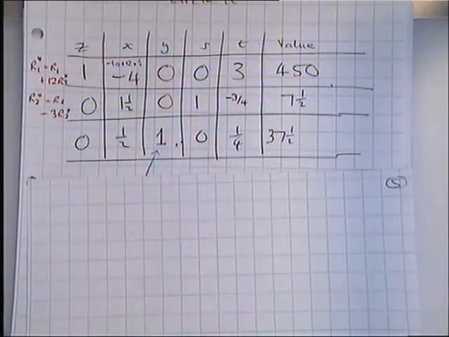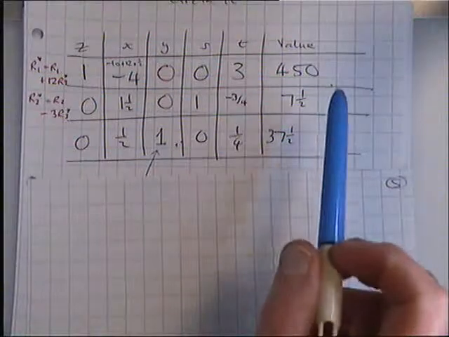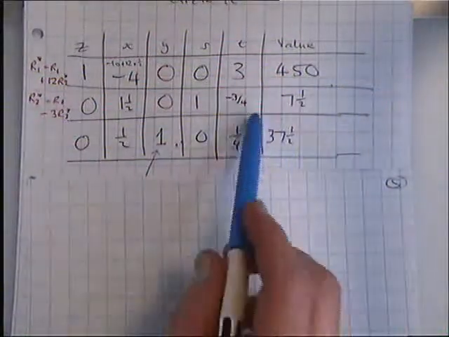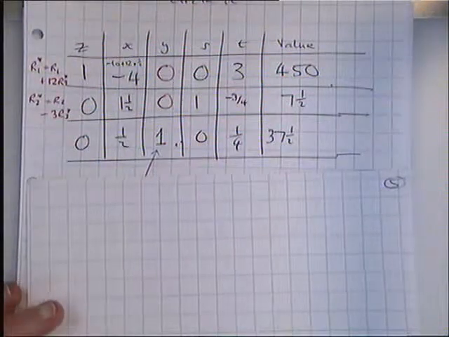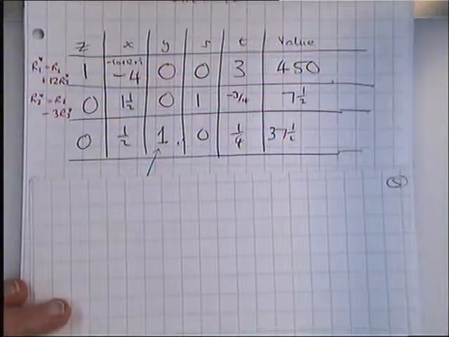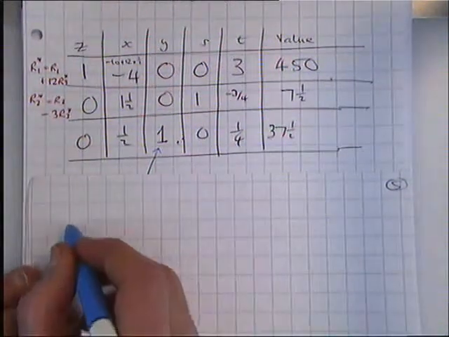Keep talking. And no negative entries in the non-basic column. And no negative entries, but it has got a negative entry, so it is not optimal. So we need a new tableau. So we start to draw out again a new tableau.